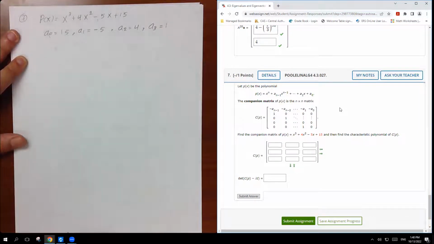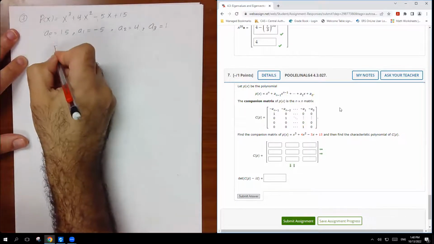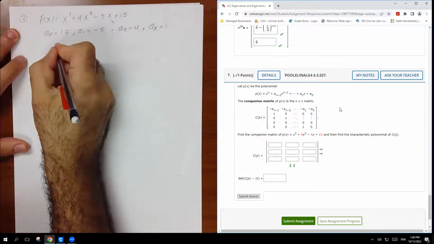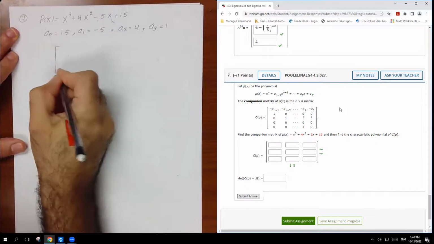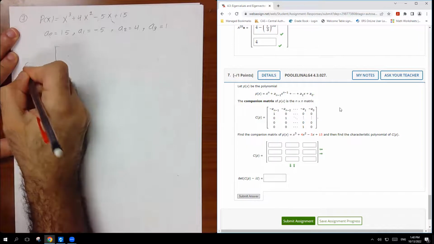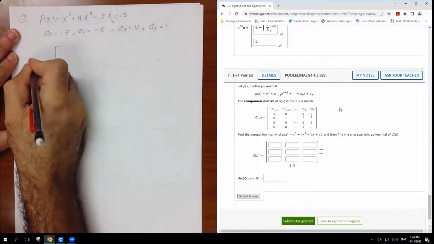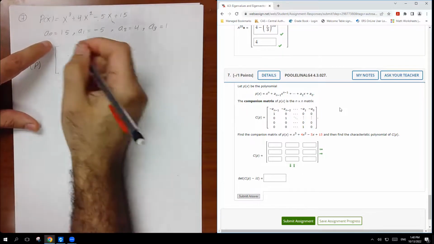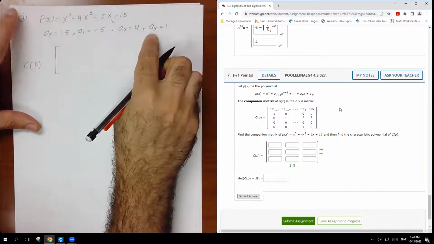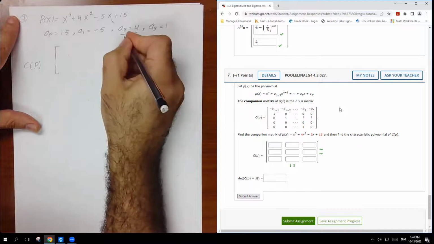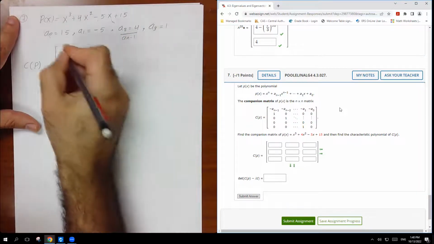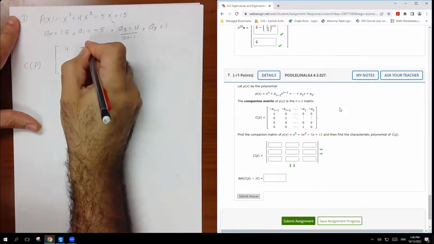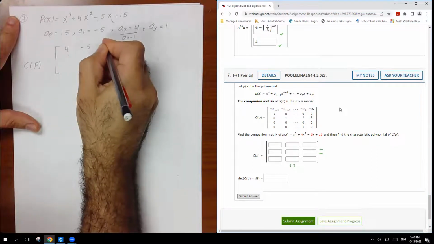So the companion matrix, we're going to write down the companion matrix, C of P. The companion matrix of the polynomial P, we're not going to start from A_n. We're going to start from A_(n-1). That means this one is A_(n-1). So it's going to be 4, then negative 5, then 15.